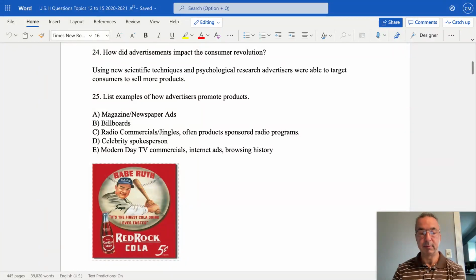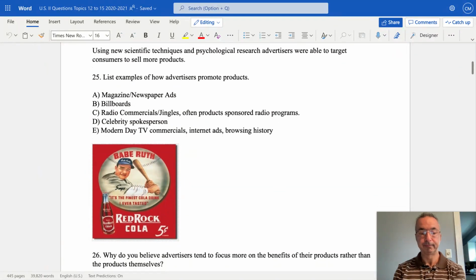Celebrity spokespersons are obviously very important. You can see Babe Ruth there promoting Red Rock Cola, the finest cola drink he ever had. And then modern day TV commercials, you have internet ads, browsing history, where they kind of target what you've been browsing for.